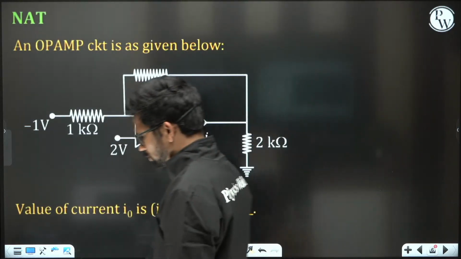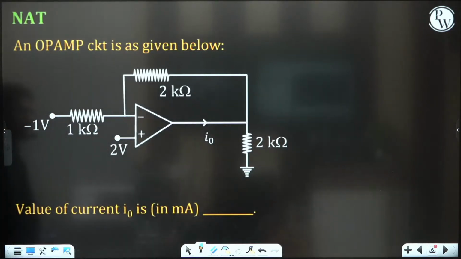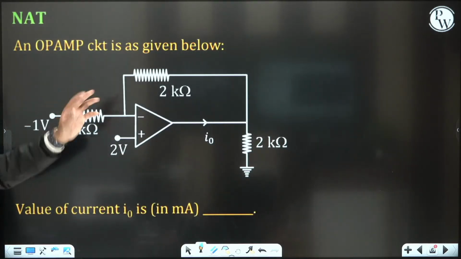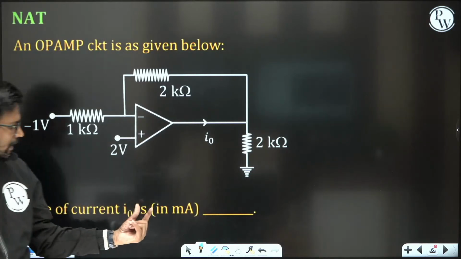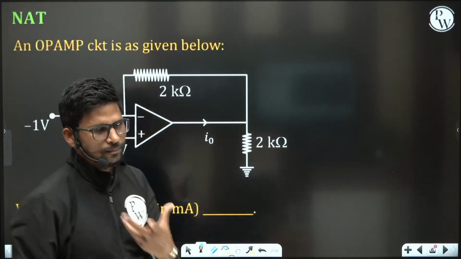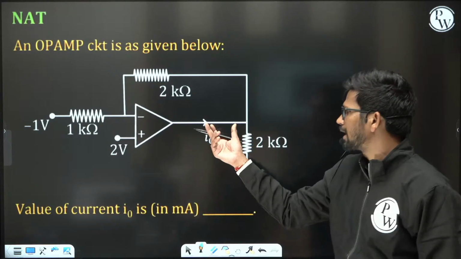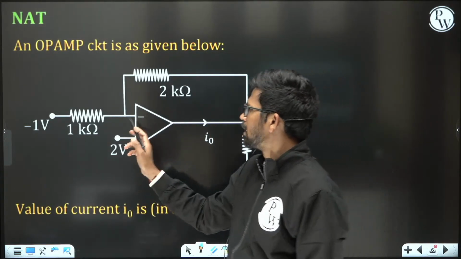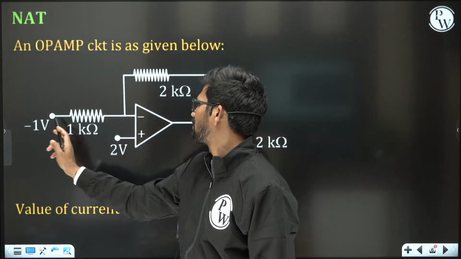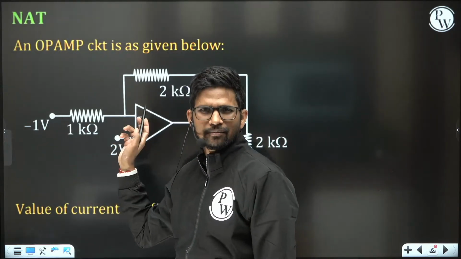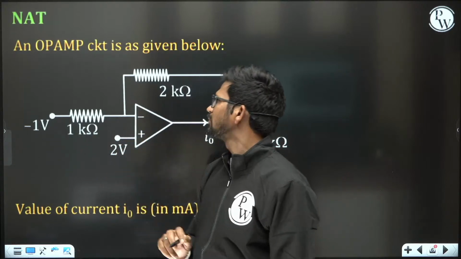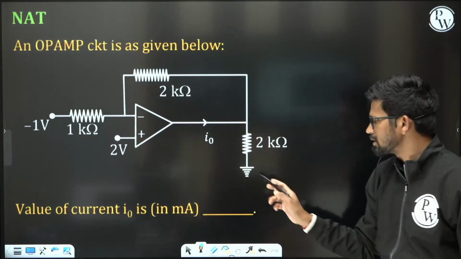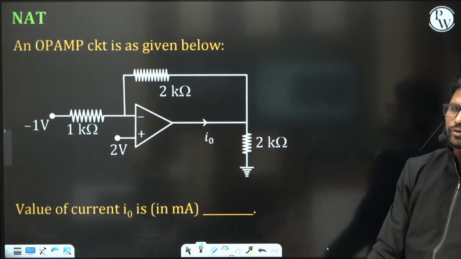Here is the next question. Try to find out the answer of this I naught. An op-amp circuit is as given below. Value of current I naught is in milliampere. क्या होगा? What will be the value of this current, output current I naught? This voltage is 2 volt at the positive terminal. This voltage is minus 1 volt connected through this resistance at the negative terminal. This is 2 kilo ohm resistance, this is 2 kilo ohm resistance. You need to find out the value of this I naught.